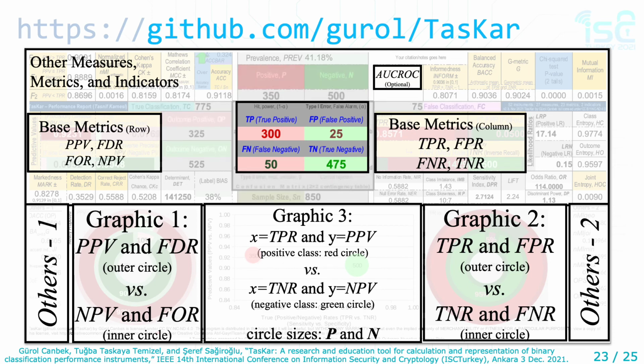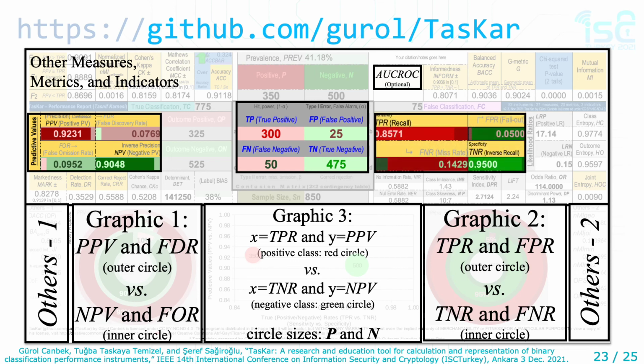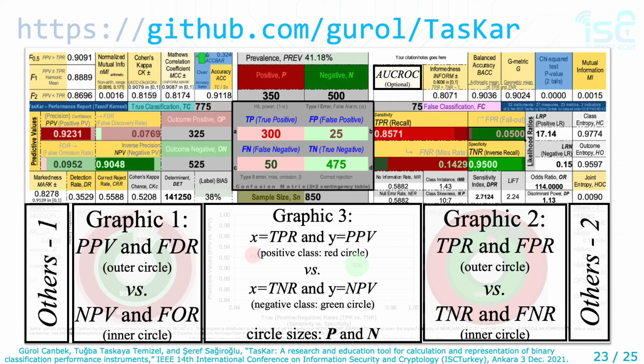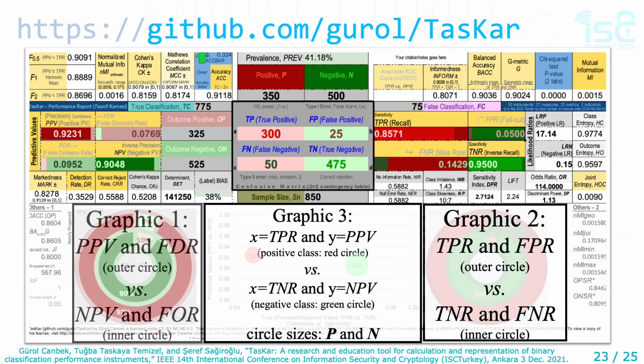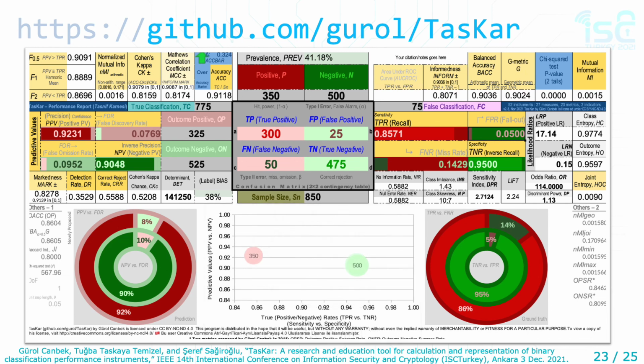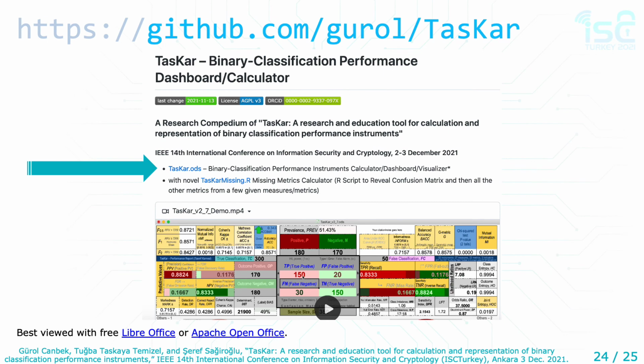Then the first level measures come surrounding the matrix. Next, prediction or row Bayes metrics are at the left, and ground truth or column Bayes metrics are at the right. All the other derived instruments are located accordingly. Finally, the three proposed graphics are attached at the bottom. You can download the latest version of TasKar as an OpenOffice calculator in my GitHub repository. You just need to install a free and open source Office software.